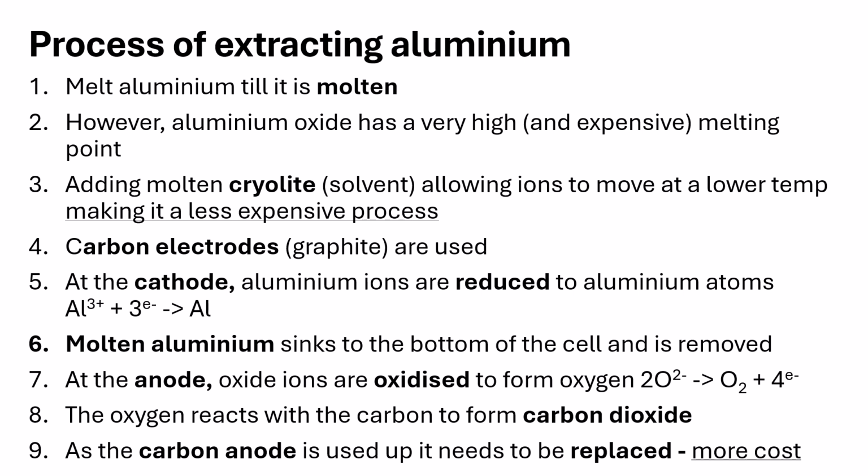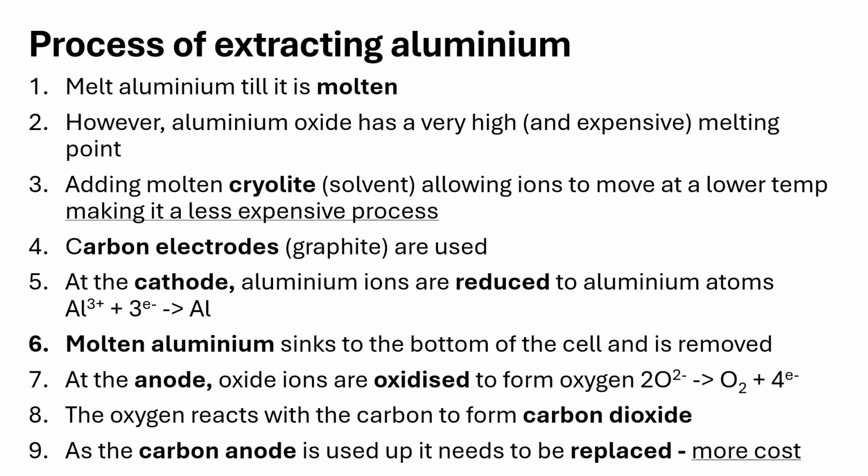So that's your overall process. We start with making the aluminium oxide molten by melting it down. We make sure that we add in the chloride to bring down the melting point to make it a little less expensive to make it molten. We have carbon electrodes. At the cathode, the aluminium ion is reduced to form aluminium. The molten aluminium sinks to the bottom and then gets removed.